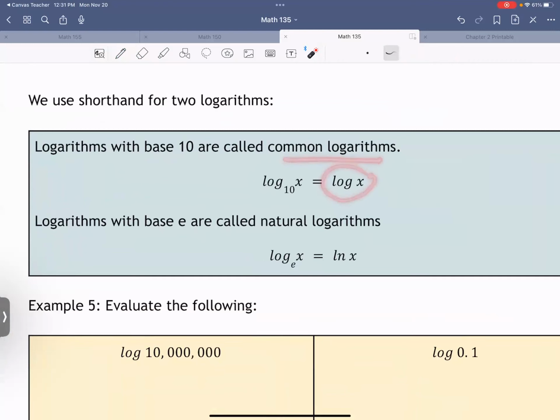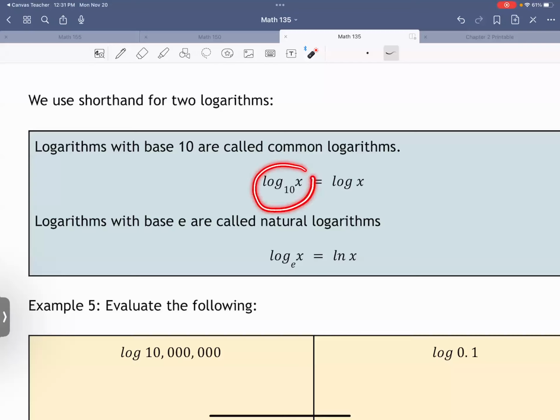The reason why base 10 is such a common logarithm is because we live in what's called a base 10 number system. For example, we have 10 fingers and we have 10 toes. When we count money, we count by tens. This world right now is based on 10. 10 is a very common factor that we count by, so that's why 10 is so common. Okay.